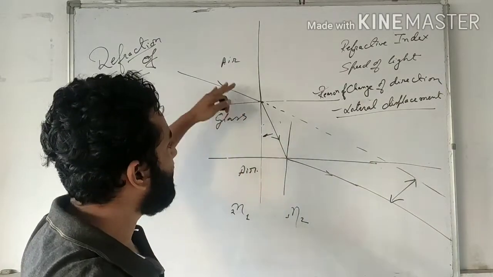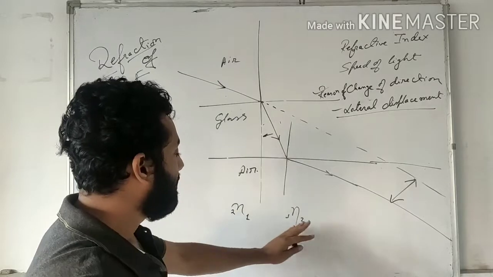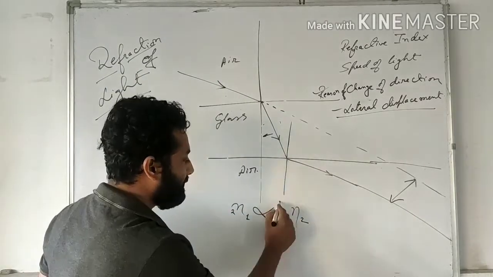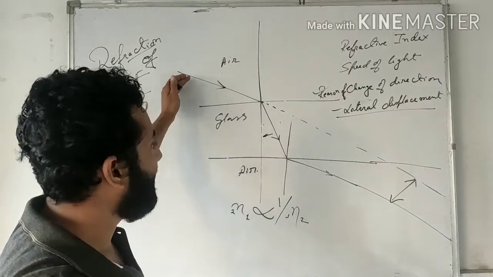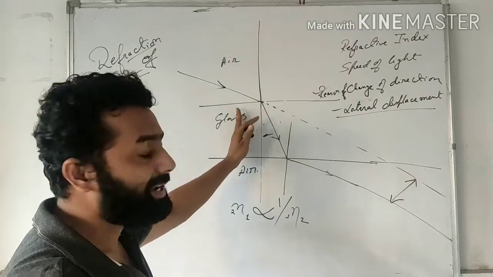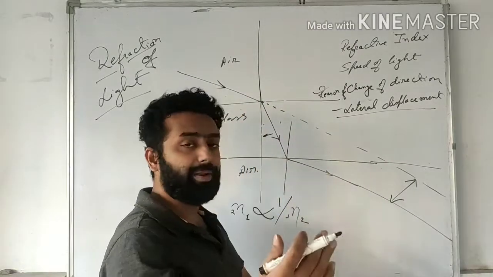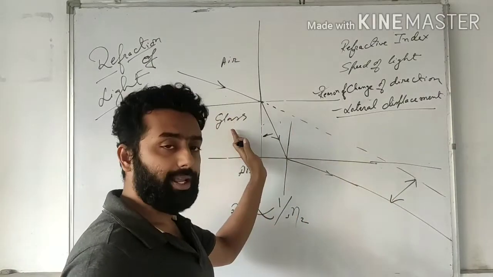And as you can see, if these mediums are related to each other, the relation between them will be inversely proportional. Why is it so? Because the angle at which glass is bending the ray, the same angle will be experienced in an opposite manner when it is entering air from glass.